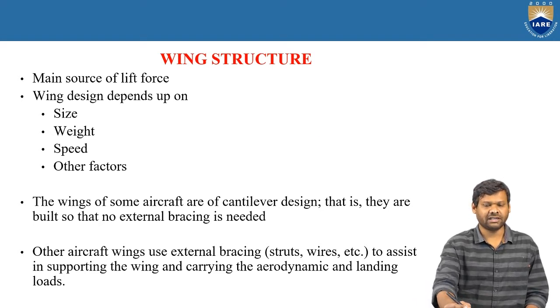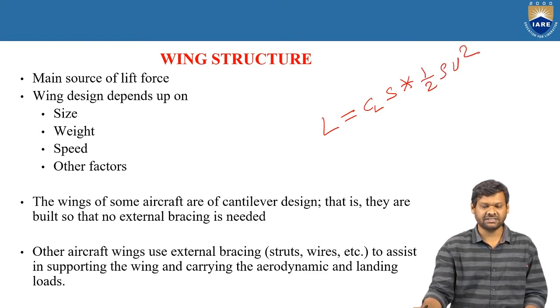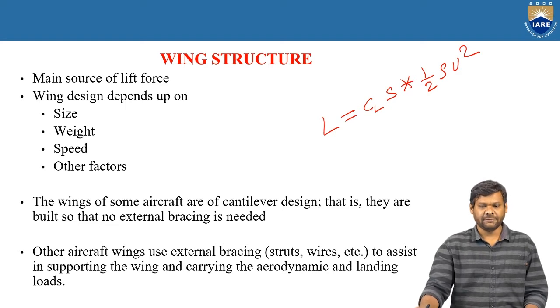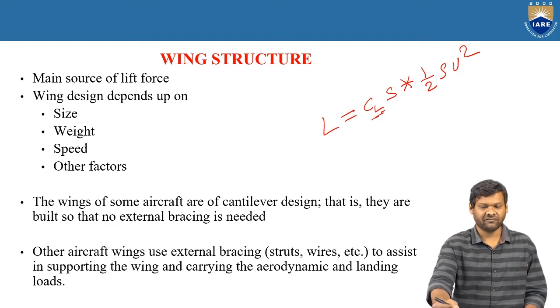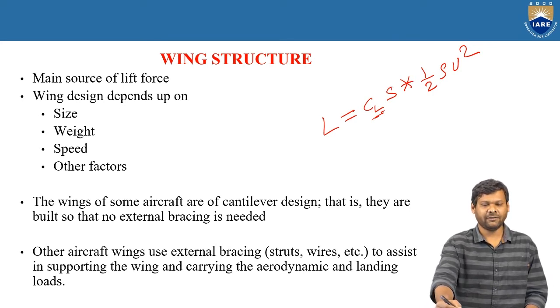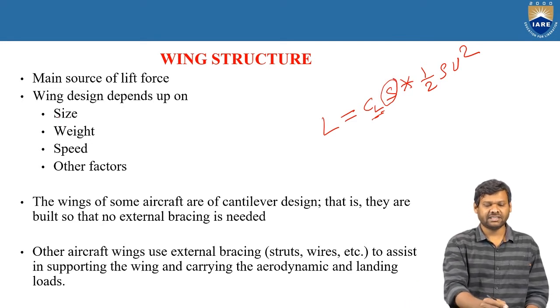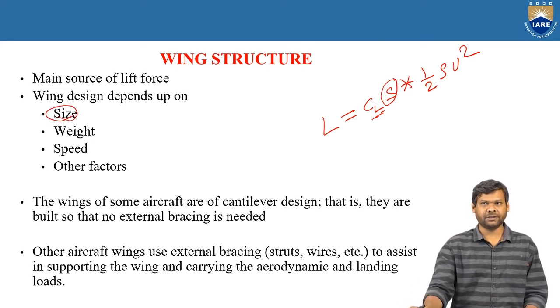You might have known already that the lift L is equal to CL S, that is surface area, into 1 by 2 rho U square. U square is the flight speed and CL is the coefficient of lift. And moreover, in order to have a maximum lift, we need to have a maximum area, that is the size is one of the more important parameters.